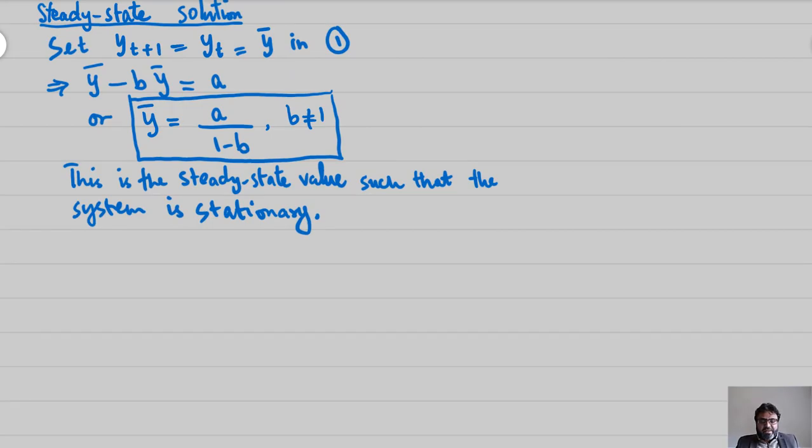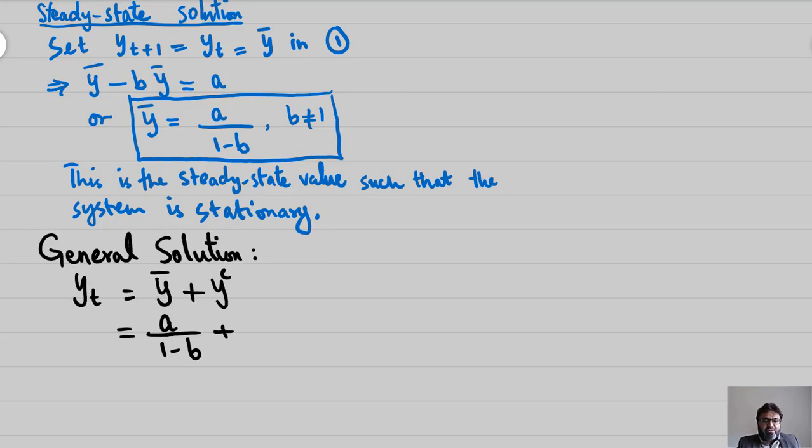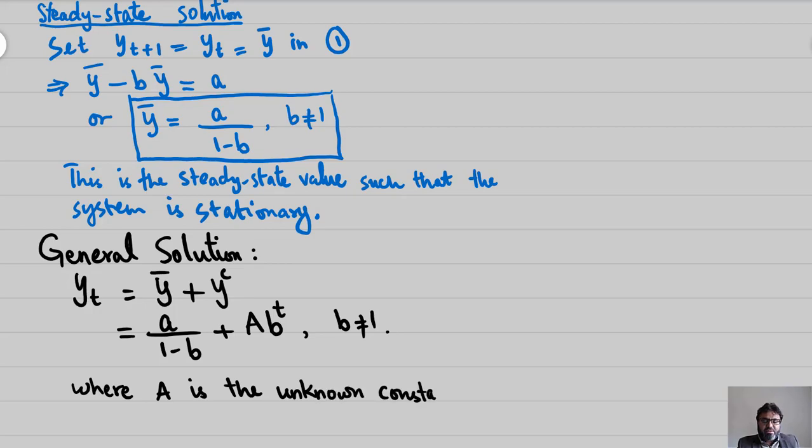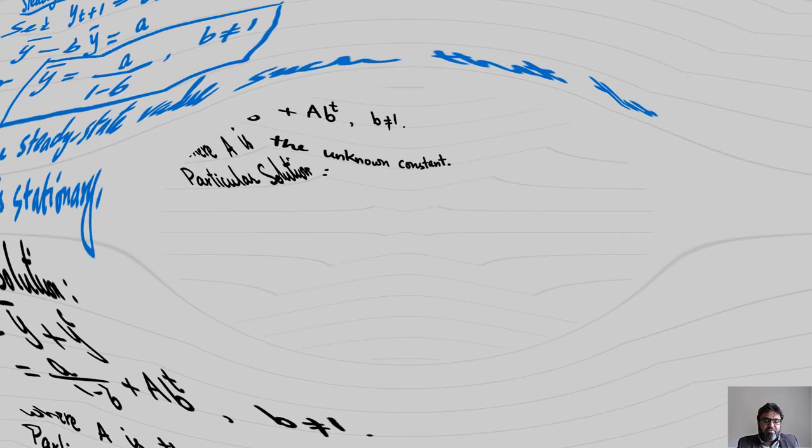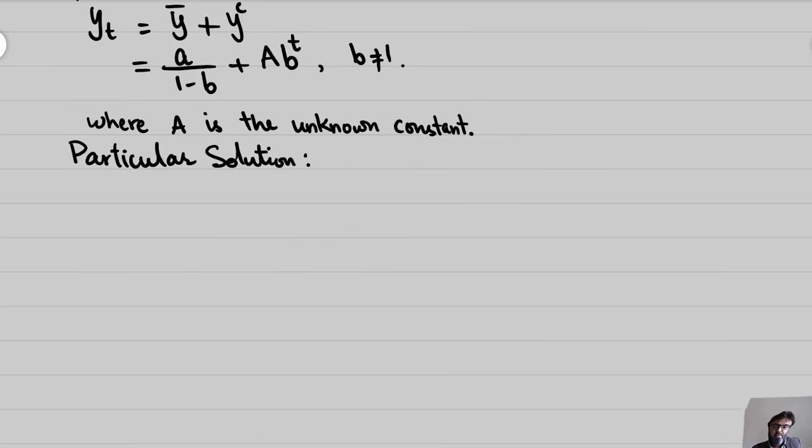Once we have the steady state value, we can find the general solution as the sum of the complementary solution and the steady state. From the equation above, under the complementary solution, we got y_c equals A b raised to the power t, and the steady state is a upon 1 minus b. In this general solution, the coefficient A is an unknown constant which we want to determine, and that requires some initial condition. Hence, we will find the particular solution.